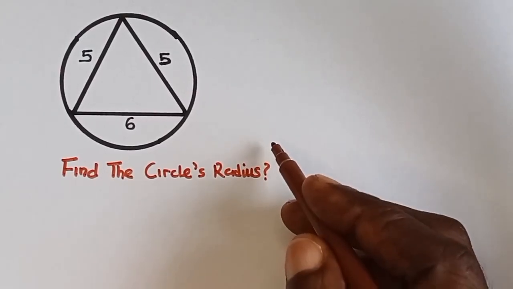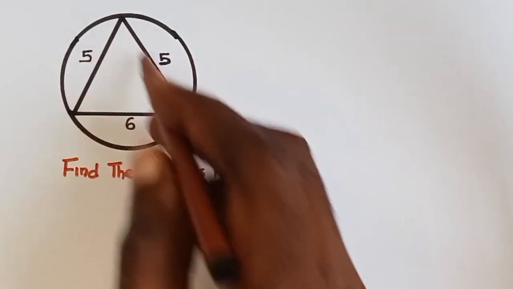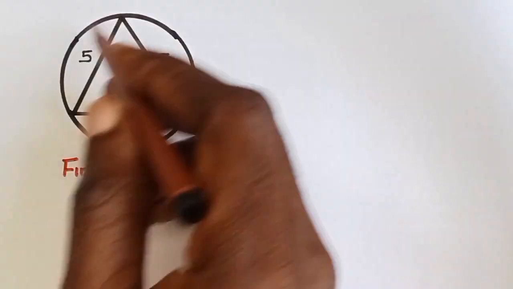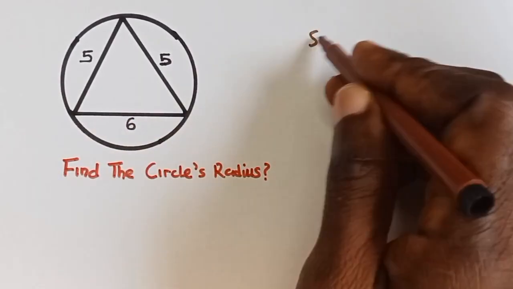Now let's quickly solve the radius of this circle together. Alright, so we have an isosceles triangle because we have two sides equal, and then we have a circle around it. So we want to find the radius of this circle. Now solution.